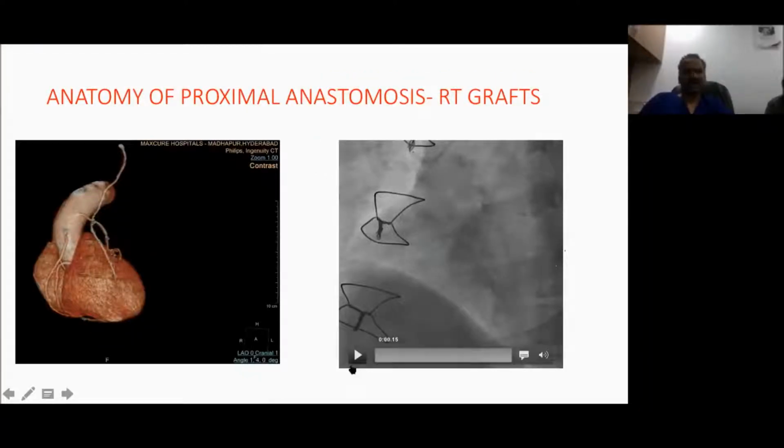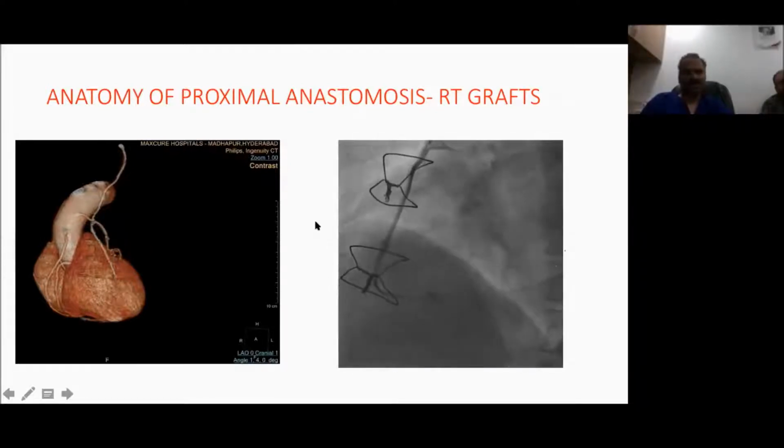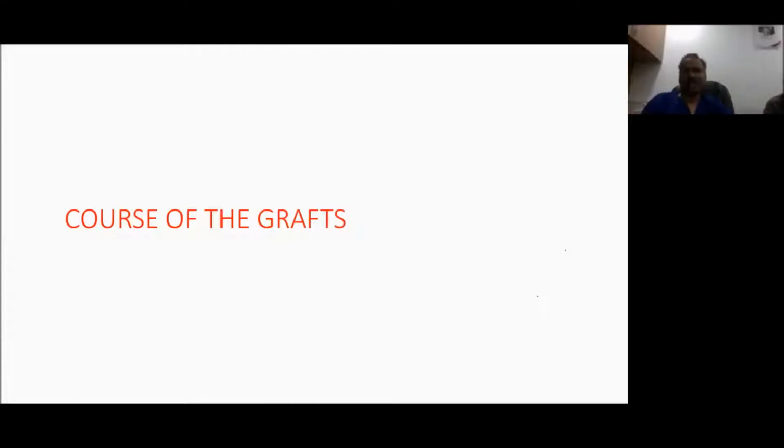So again, the right venous graft course. I think we have already discussed this. So far we understood the proximal anastomosis of the venous grafts on the left side and the right side. Now I'll go to the course of the grafts.